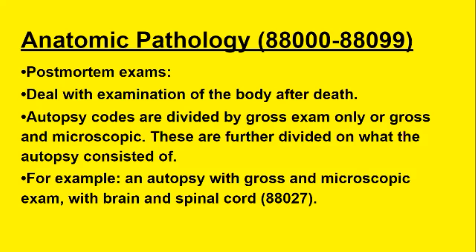Anatomic pathology. This is post-mortem exams, 88000 through 88099. So this deals with examinations of the body after death. Autopsy codes are divided by gross exam only, or gross and microscopic. These are further divided on what the autopsy consisted of. For example, an autopsy with gross and microscopic exam with brain and spinal cord is 88027.